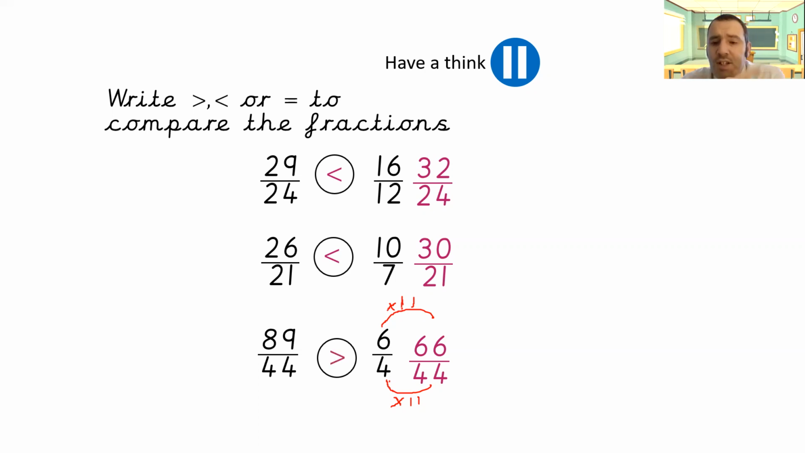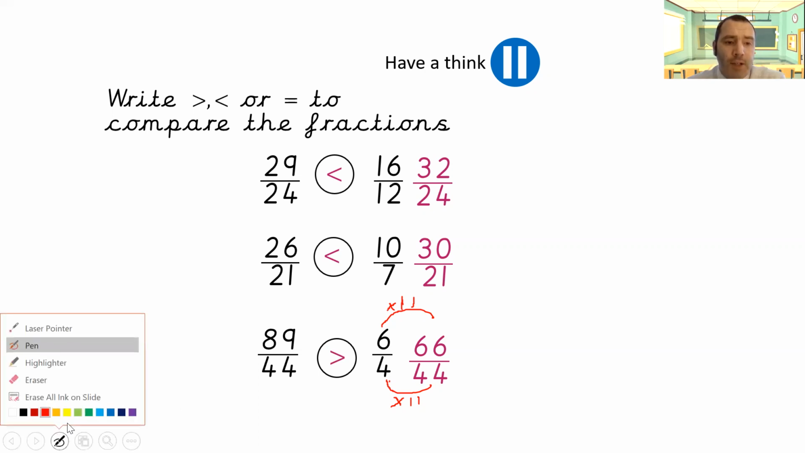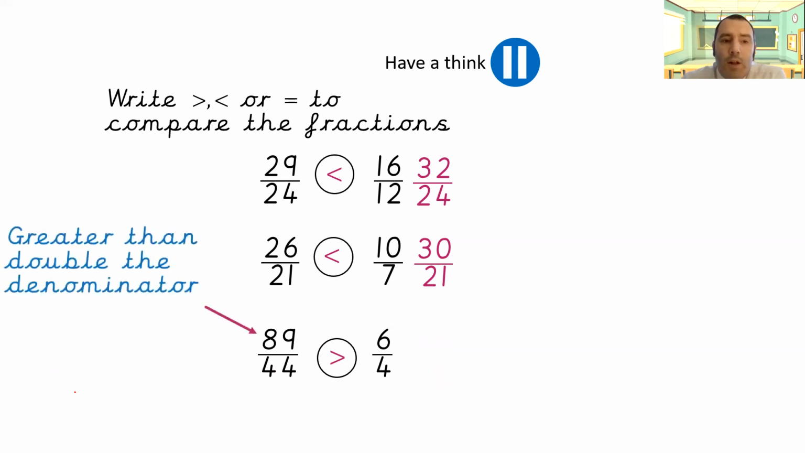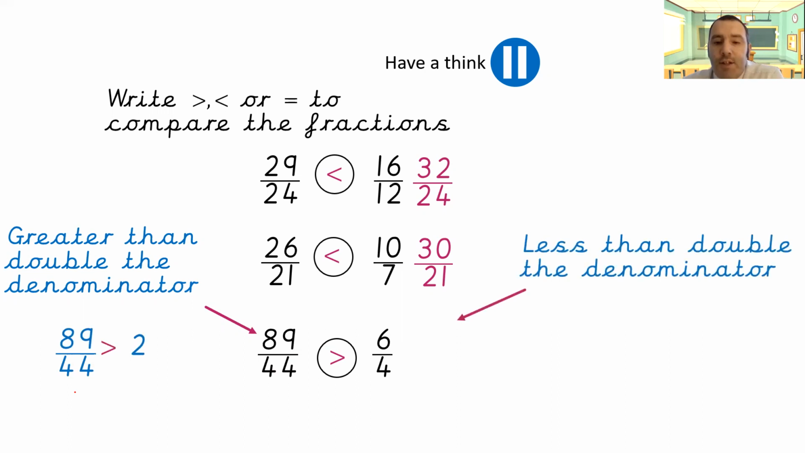Now, I said there was two ways of doing this. The second way we can do is by looking at the relationship between the denominator and the numerator. 89 over 44 is greater than double the denominator. So 44 doubled is 88. So we've actually got 2 and 1 44th. If we look at 6 quarters, it's less than double the denominator. Double 4 is 8. So we can actually just look at the numbers that we've got, so we could avoid a step to our calculations.